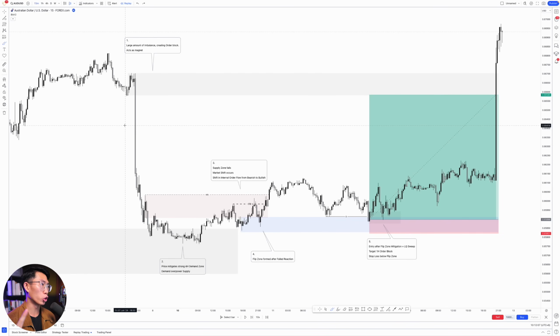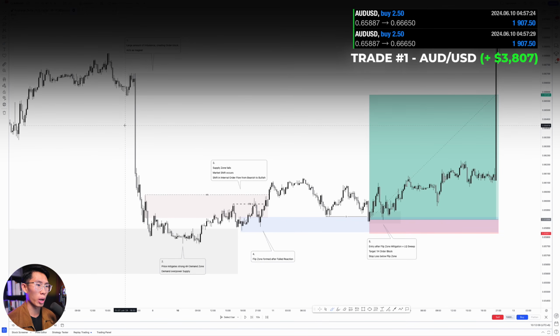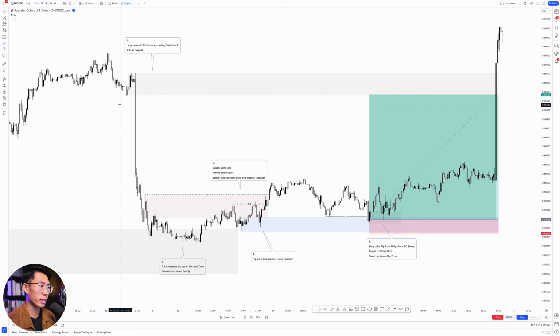Number 1, this was a trade on AUD USD, which I made about 3.8k. So I'm just gonna quickly walk you through this entire trade step by step. So first of all, you can see there was a lot of imbalance, right? A lot of supply inside the market right here pushing the price down. So when there's such a large amount of imbalance, this is when you can draw your order block right here. This is the order block that created this imbalance.